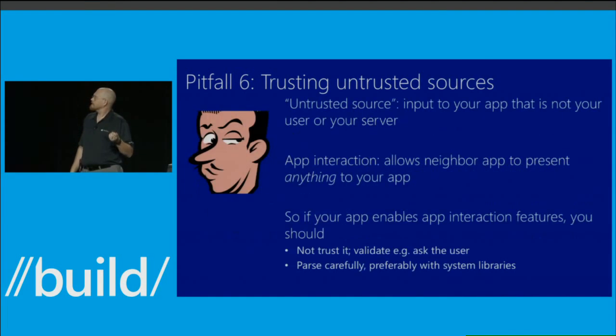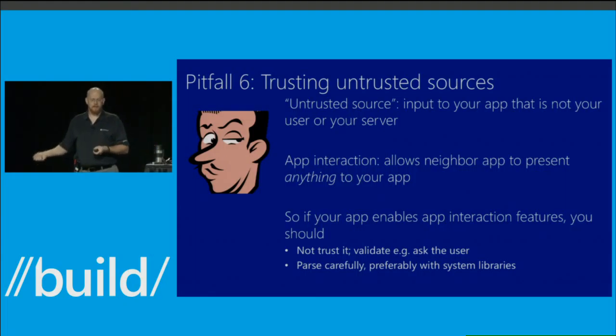So, summing up trusting untrusted inputs: an untrusted source is any input to your app that didn't come from your server or your user. Neighboring apps, intrusive web weirdos, file invocations because you've declared yourself to be a handler for a file type, protocol handlers because you invited other apps to talk to you that way, share contracts of, hey, why don't you share this? Sharing is cool, but look out for what's coming in. You don't know what it is.